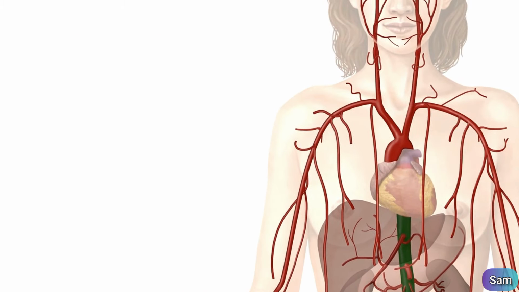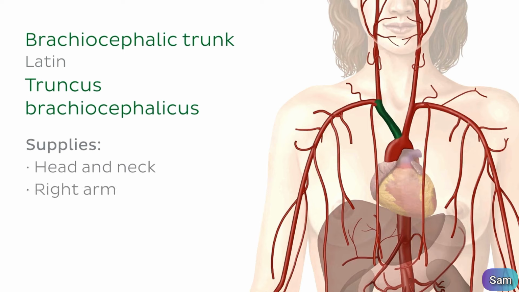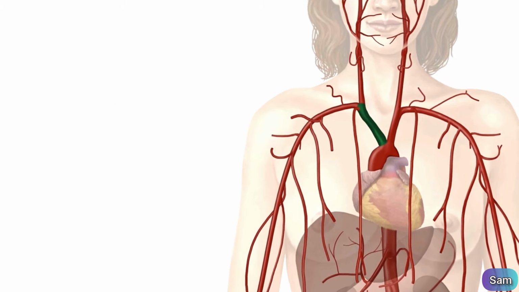So for the moment, let's move back up to the brachiocephalic trunk and have a bit of a chat about that. As we mentioned before, the brachiocephalic trunk is the first branch to arise directly from the aortic arch. It's also known as the innominate artery. The brachiocephalic trunk supplies oxygenated blood to the head and neck, as well as the right arm. It also gives rise to two important branches that supply these regions, namely the right common carotid artery and the right subclavian artery.